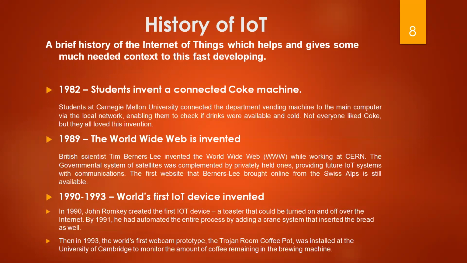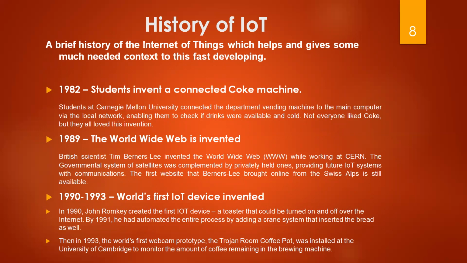The next is history of IoT. A brief history of the Internet of Things helps give some much needed context to this fast developing field. So the history starts from 1982. Students invent a connected Coke machine. Students at Carnegie Mellon University connected the department vending machine to the main computers via the local network, enabling them to check if drinks were available and cold. Not everyone liked Coke, but they all loved this invention.